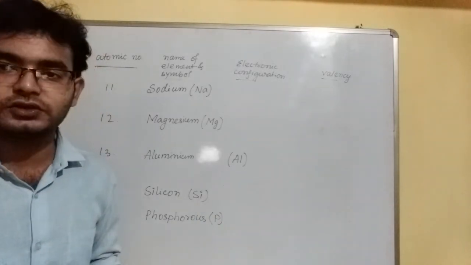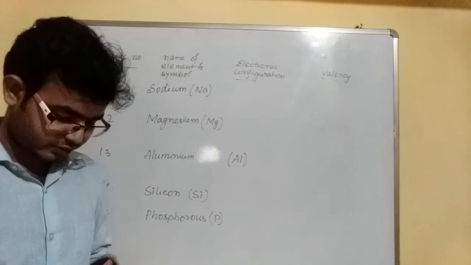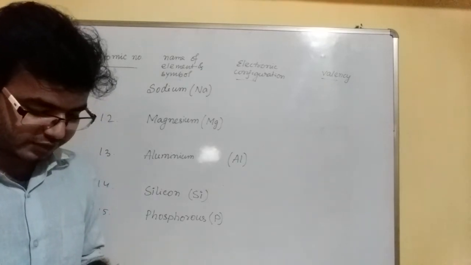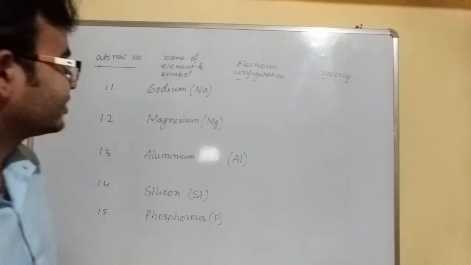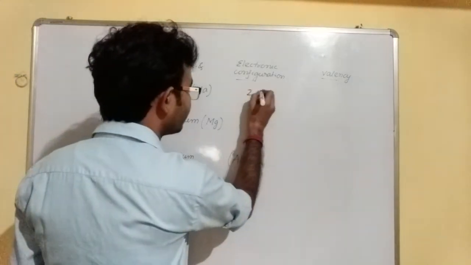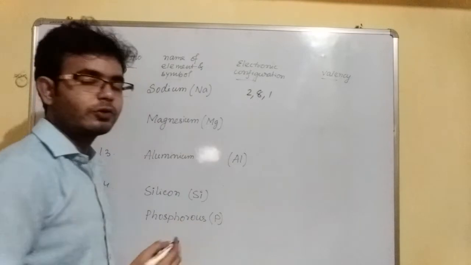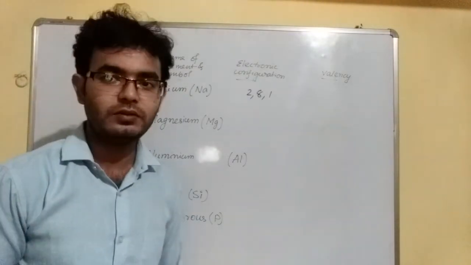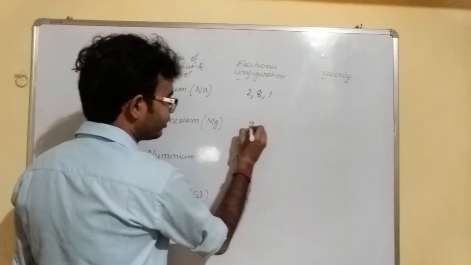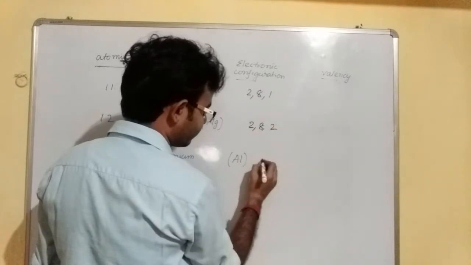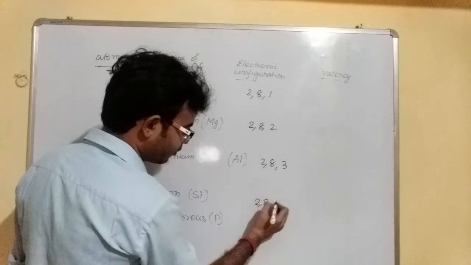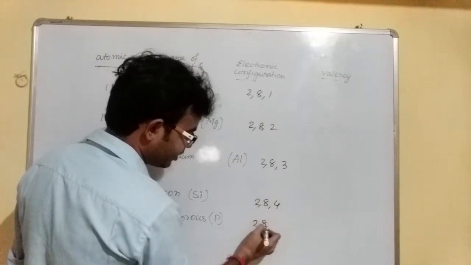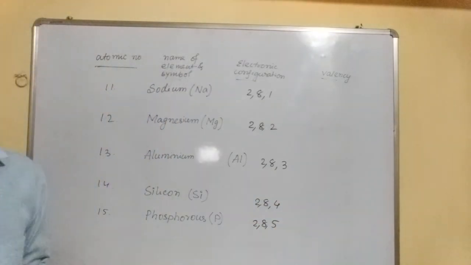Okay. Let me write their electronic configuration. In case of sodium it is 2, 8, 1. We cannot put more than 8 electrons in any shell. For magnesium it will be 2, 8, 2. For aluminium it is 2, 8, 3. Silicon it is 2, 8, 4. Phosphorus it is 2, 8, 5.